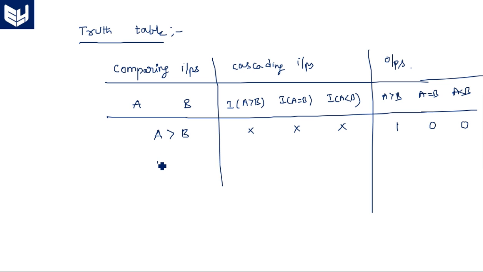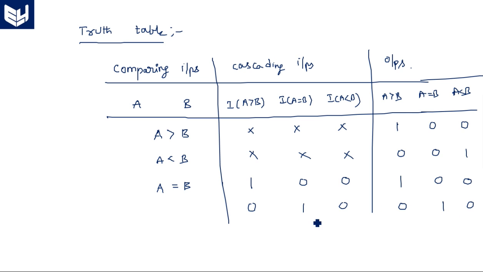And when A equal to B, otherwise A less than B, we can write first. When it is A less than B, irrespective of the cascaded inputs, we can say directly it is A less than B. And now coming to the case where A is equal to B, then if it is A greater than B and remaining are zeros, then the output is A greater than B. If it is A equal to B, then the output is A equal to B. If it is A less than B, then the output is A less than B. Hope you understand what I am saying.